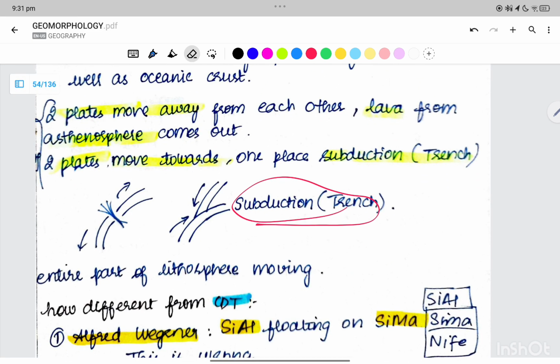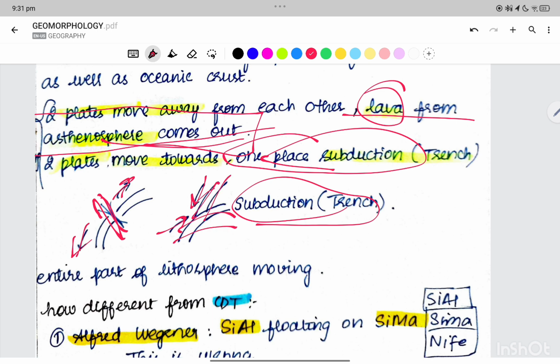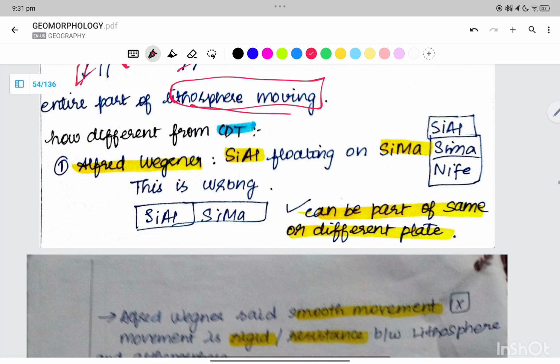When two plates move away from each other, lava from the asthenosphere comes out. When two plates are moving towards each other, one plate has to go down, which is subduction. When two plates are coming next to each other, one has to go down. The entire part of the lithosphere is moving.